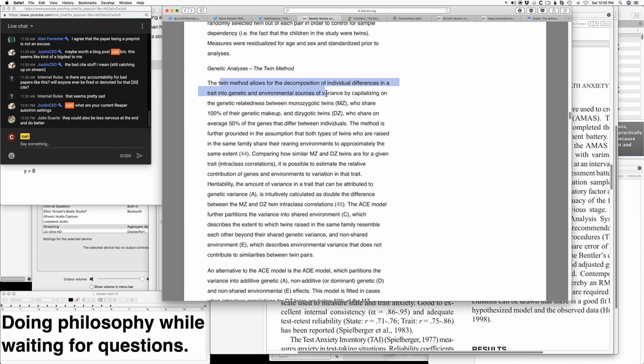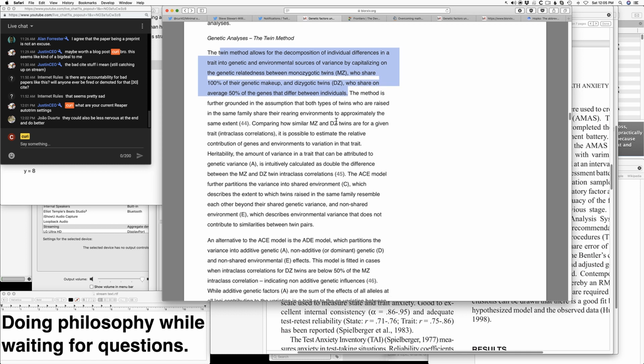into genetic and environmental sources of variance by capitalizing on the genetic relatedness between monozygotic twins who share 100% of their genes and DZ twins. The method is further grounded. By the way, notice that they say it's not that they share 50% of the same genes. They share 50% of the same ones that differ between individuals. But they're only looking at the variation. If 90% of everyone's genes are the same, then they're saying of the remaining 10% where people vary, they'll be half the same and half different. I mentioned something similar earlier.